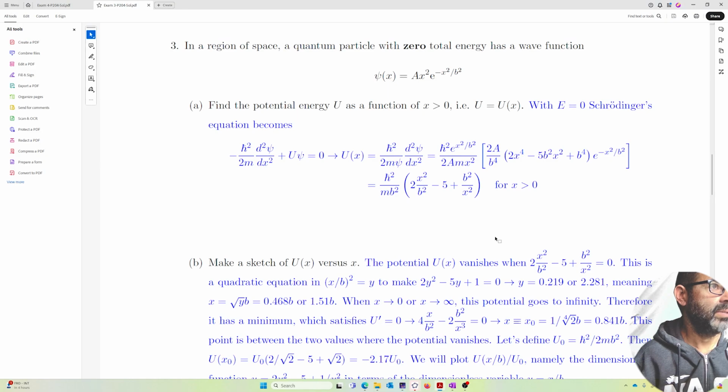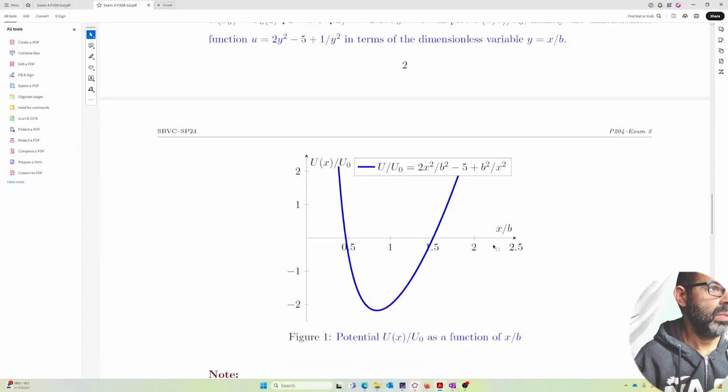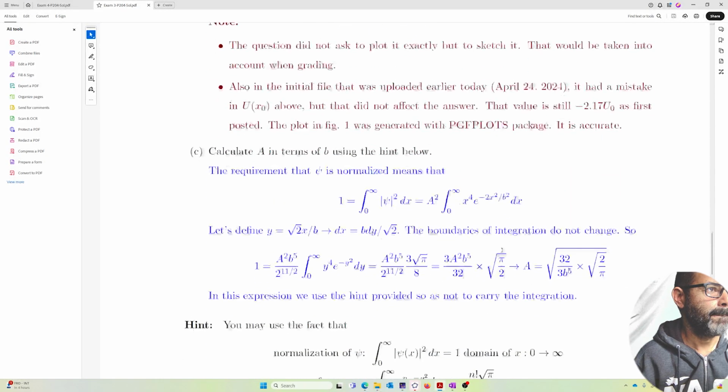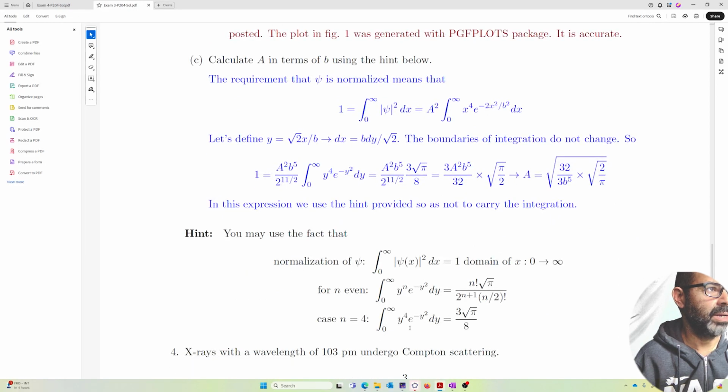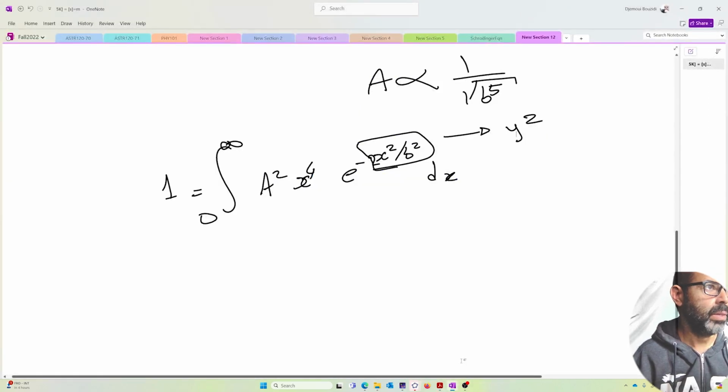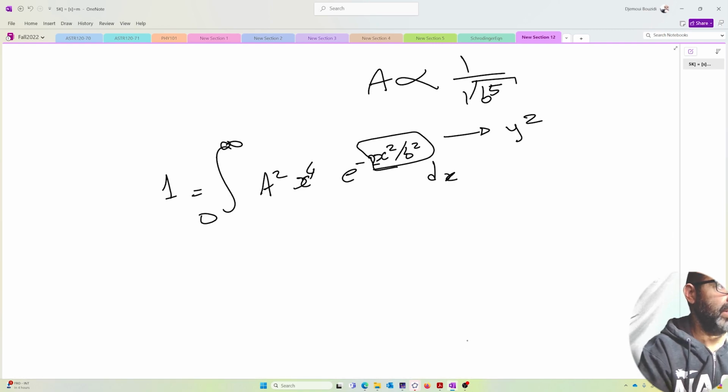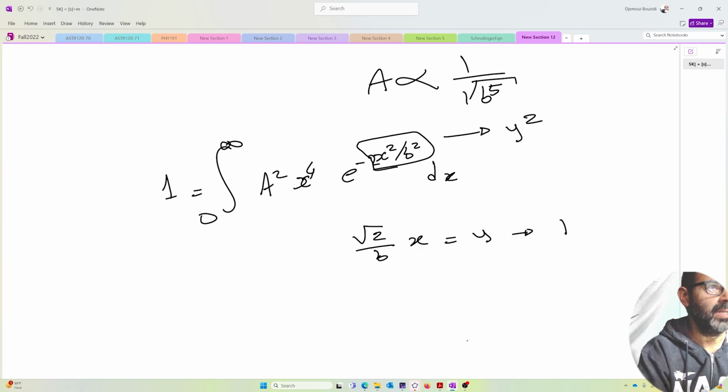they give us this hint somewhere. Because we don't want to really carry this integration at the end. So they give us this hint, so we're going to take advantage of that. So we need the y squared in the exponent, which means that square root of 2 over b times x is actually y. That means that the dx transforms as b over square root of 2 times dy.